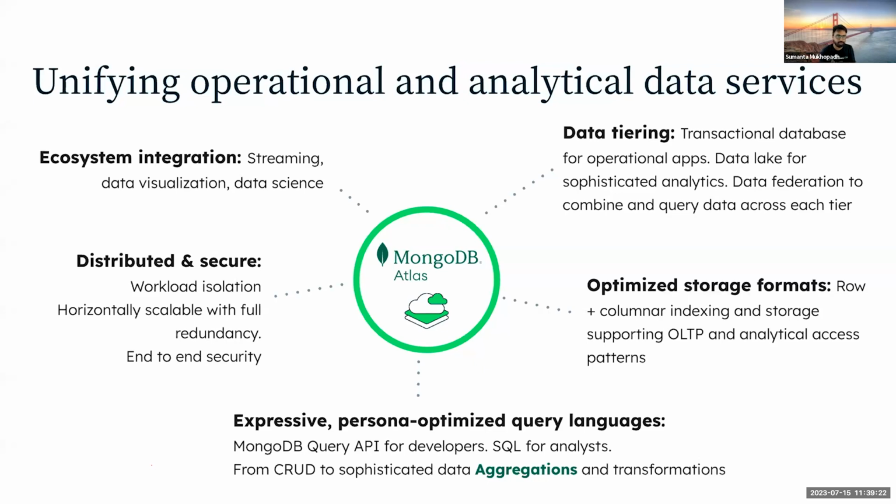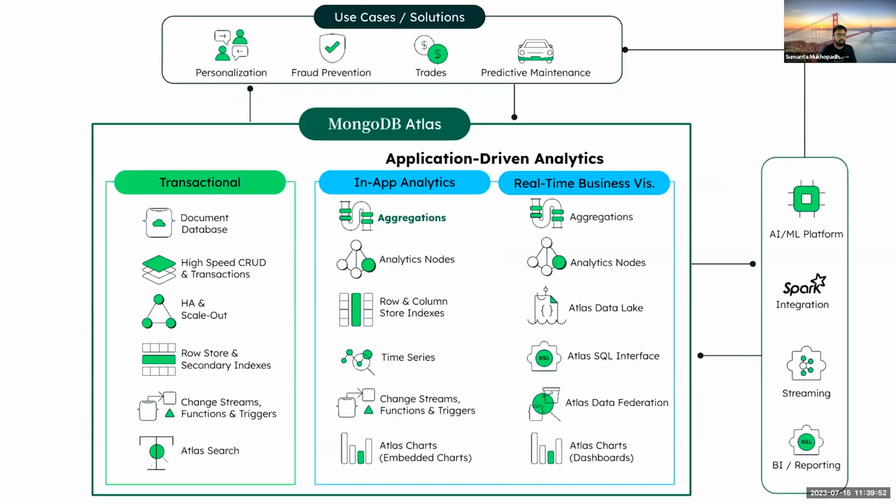It's the same thing which Sandhya has already explained, like how the nodes are distributed across clusters, across regions, and across service providers, and obviously end-to-end security. So next is optimized storage formats. We can do a level of indexing. We can do row plus columnar indexing, and the storage supports OLTP and analytics access patterns. So these are the basic things that we get out of it.